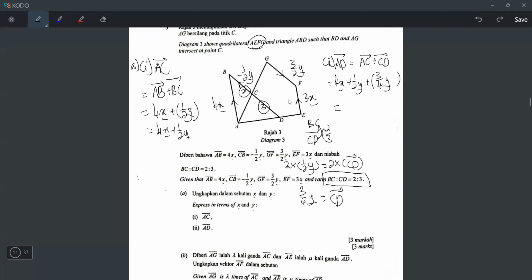Okay, not negative 3 over 4. If you forgot to change the sign, you'll be wrong also. All right, because the direction is like down here. CD. This one is going up. All right. Okay, so 4x, 1 over 2 plus 3 over 4 is 6 over 4, I think. So it's 3 over 2y. Okay, so the answer is this.